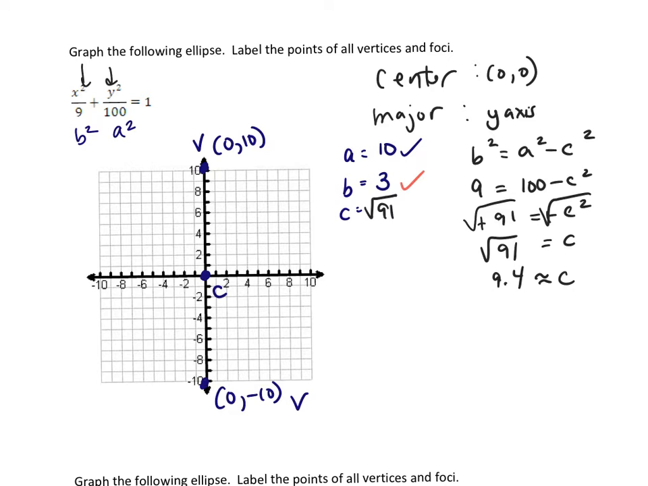My co-vertices are going to be 3 units away. So 3 on this side is a co-vertex. That's (3, 0). And then 3 units on this side, (negative 3, 0), is a co-vertex.